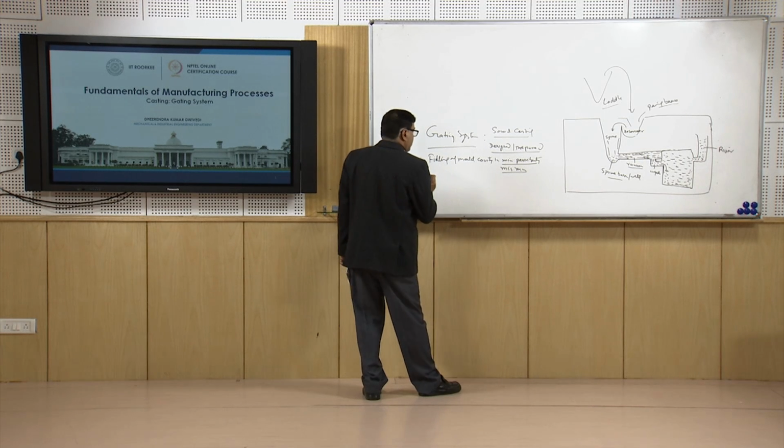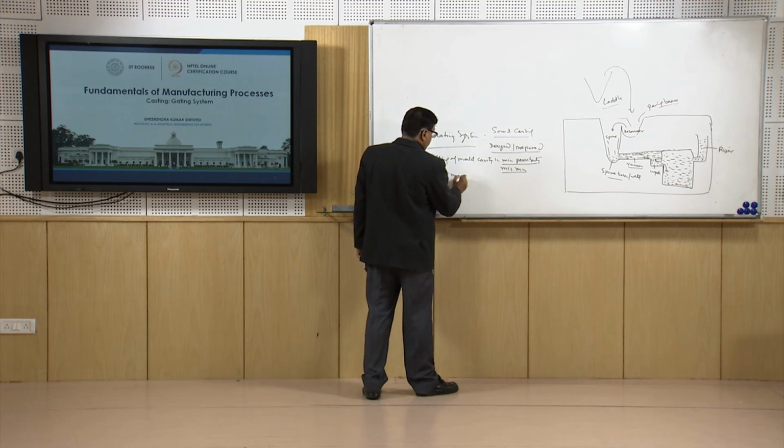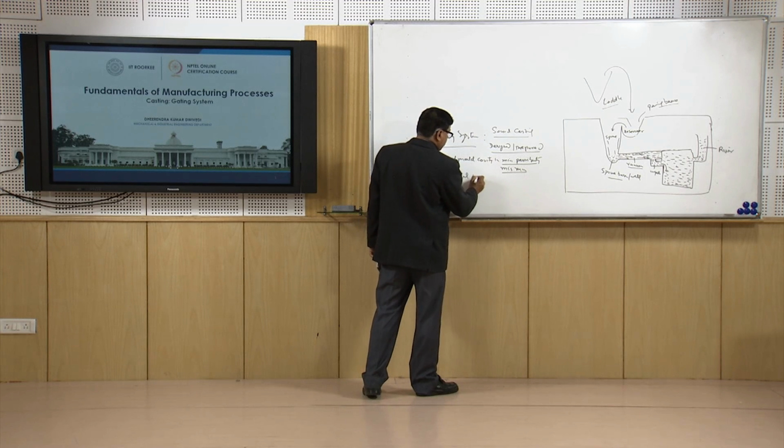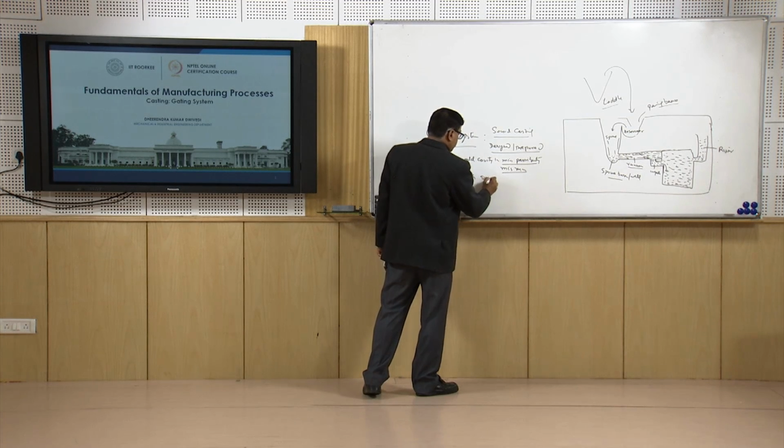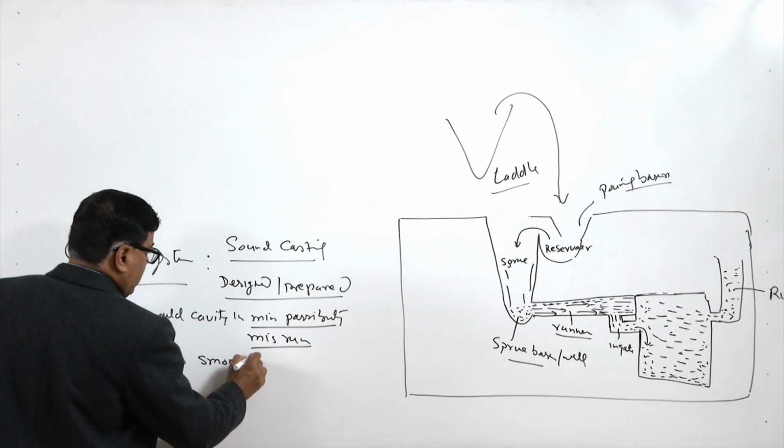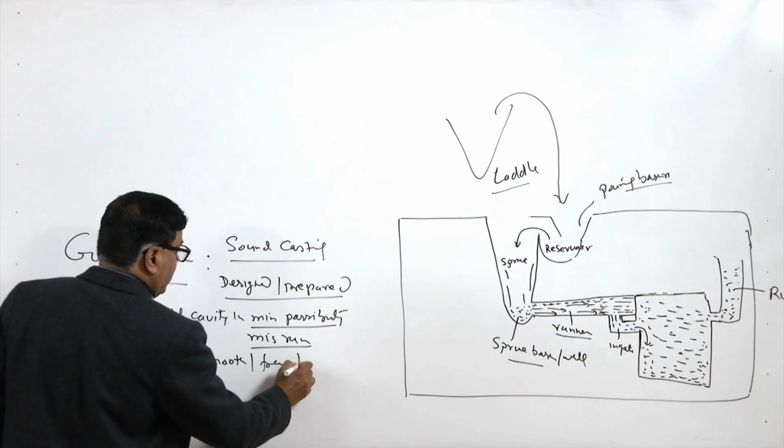Another is that the flow of the molten metal is smooth and free from turbulence.